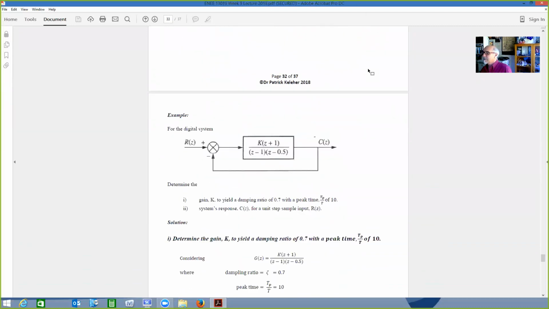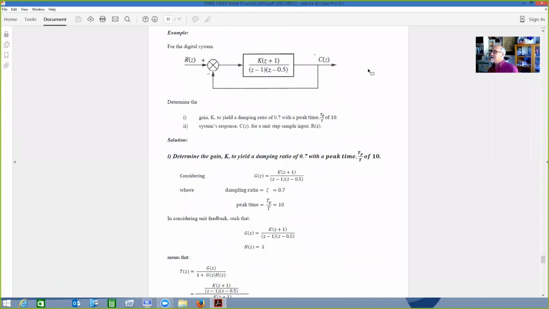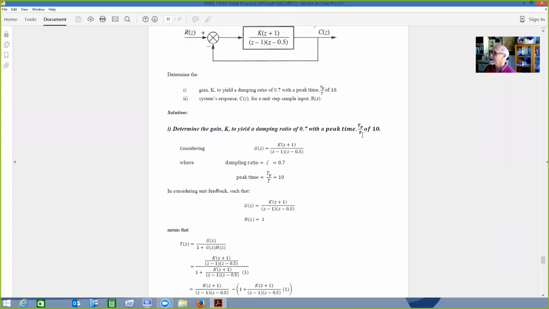All right. What about another example? For this digital system, you might have to find other information as well. In this case, we're given some specific design parameters. For the transfer function K times (Z plus 1) over (Z minus 1)(Z minus a half), with unity feedback, find the gain K to yield a damping ratio of 0.7 and a peak time TP over T of 10, and the system response C(Z) for a unit step sample input R(Z). First of all, determine the gain K to yield that damping ratio.